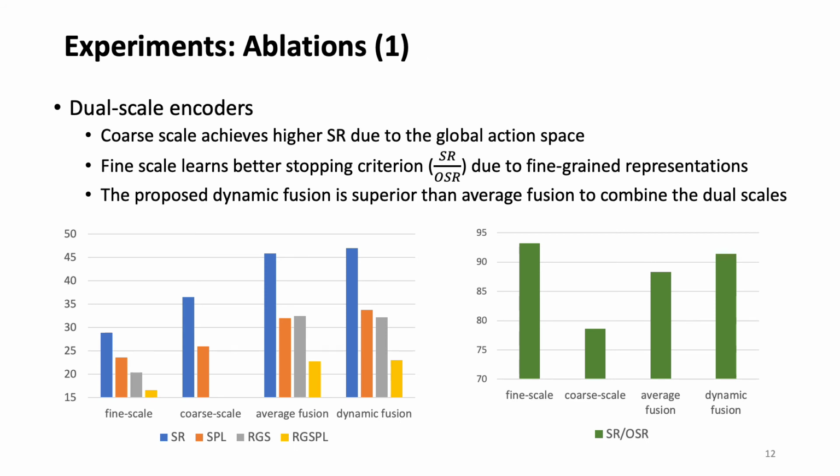We first evaluate the proposed dual-scale encoder. The coarse-scale encoder achieves higher success rate due to the global action space. The fine-scale encoder, however, learns better stopping criteria due to the fine-grained representations. The dynamic fusion is superior to average fusion to combine the two encoders.